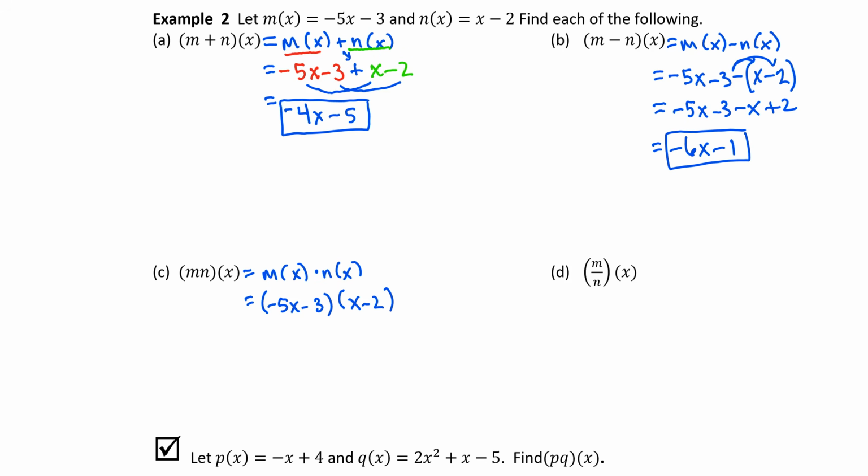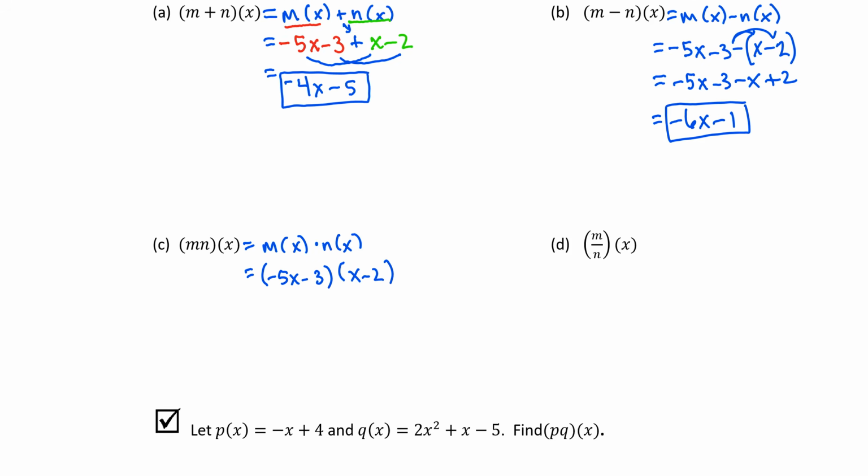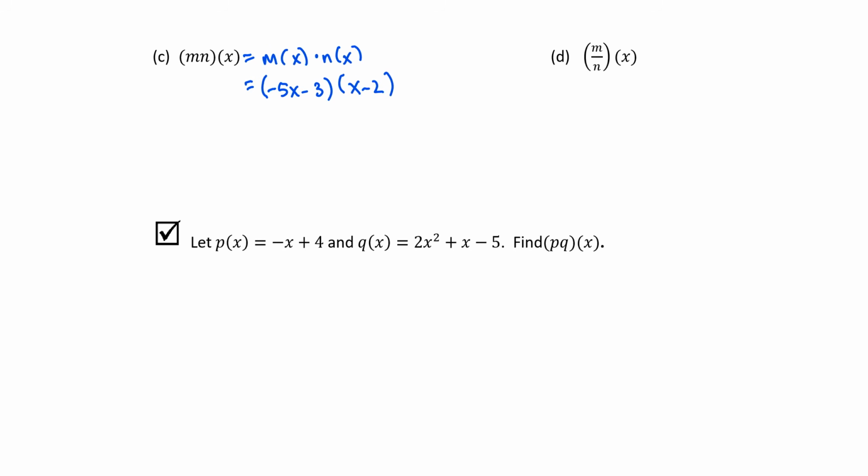Notice I put parentheses around each function so that we multiply correctly. This indicates we need to FOIL. So the product of our first two terms is negative 5x squared, outside terms plus 10x, inside minus 3x, and last plus 6. Combining our middle terms, we have negative 5x squared plus 7x plus 6.